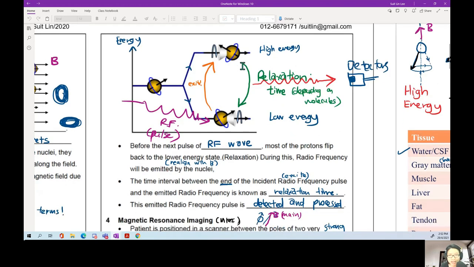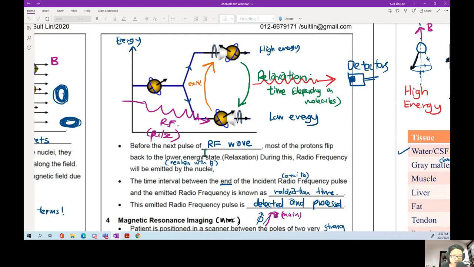So during this relaxation time, depending on where the hydrogen nuclei is, it could be in your muscle cell, it could be in your fat cell, your blood, it will have a different relaxation time. So the different relaxation time depends on the molecule. And then we have a detector to detect, because during relaxation time, it will release out radio wave.